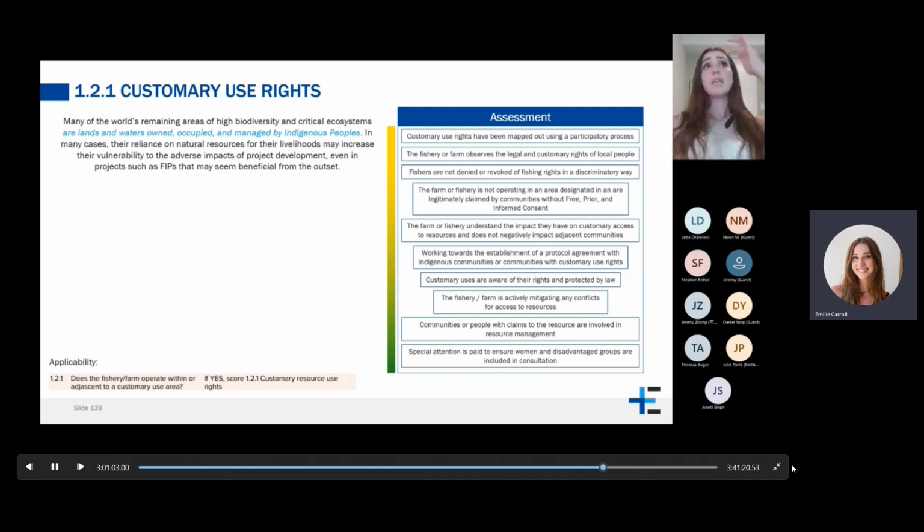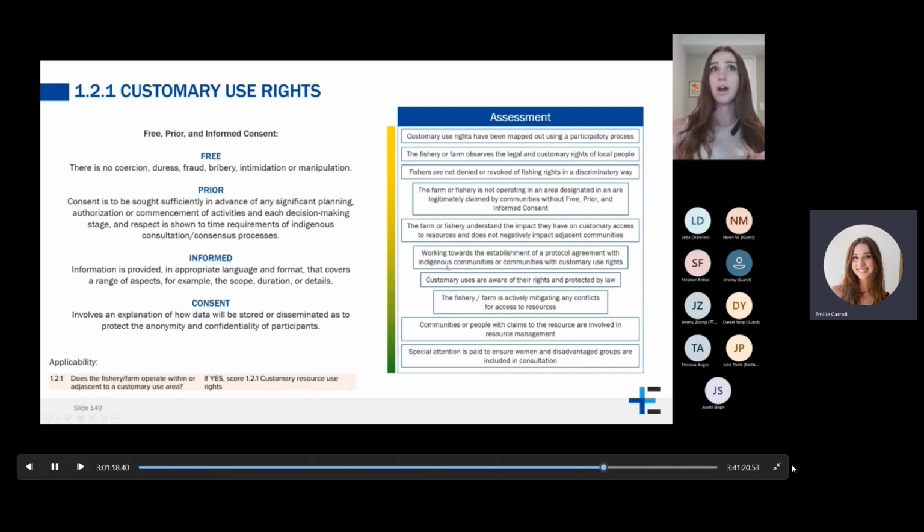In many cases, their reliance on natural resources for their livelihoods may increase their vulnerability to adverse impacts of project development. So in particular, what the SRA is really focused on here, first and foremost, is that there is due consultation in terms of free, prior, and informed consent with Indigenous communities. So making sure that there's no coercion, duress, fraud, bribery, intimidation, or manipulation to move a project through. And by project here, I can also mean fishing rights or harvest control measures or things that are put in place in a fishery that is known to be used and that Indigenous communities are reliant on.